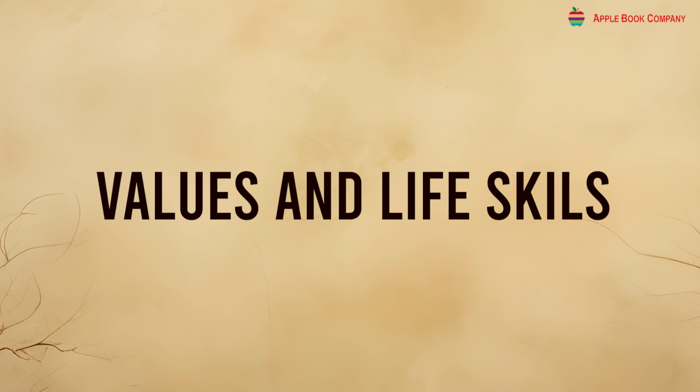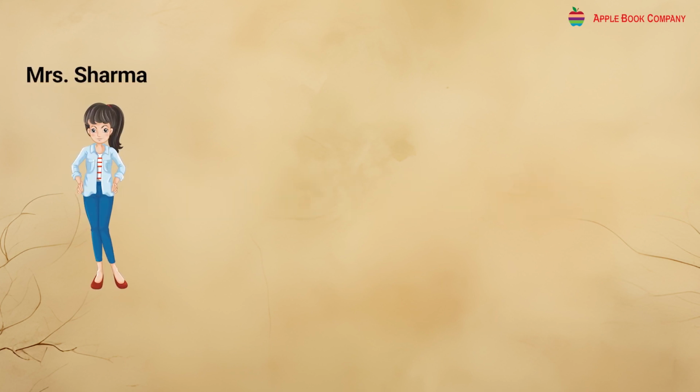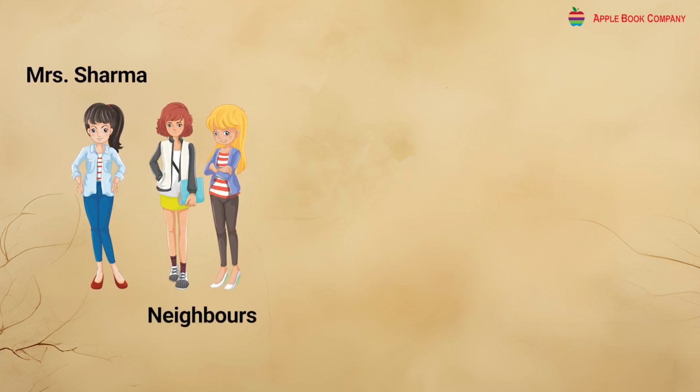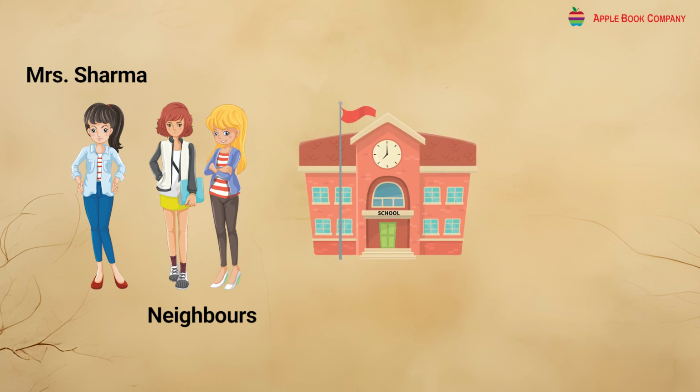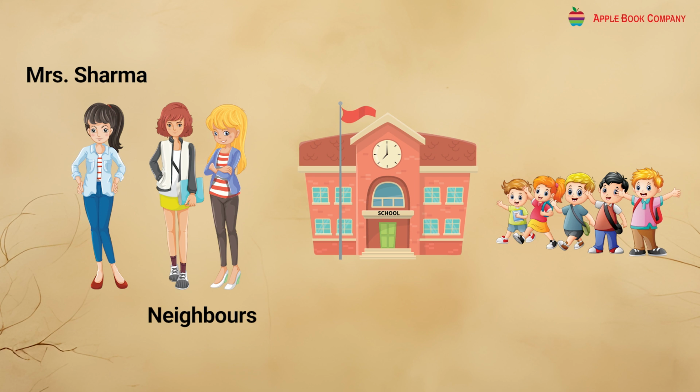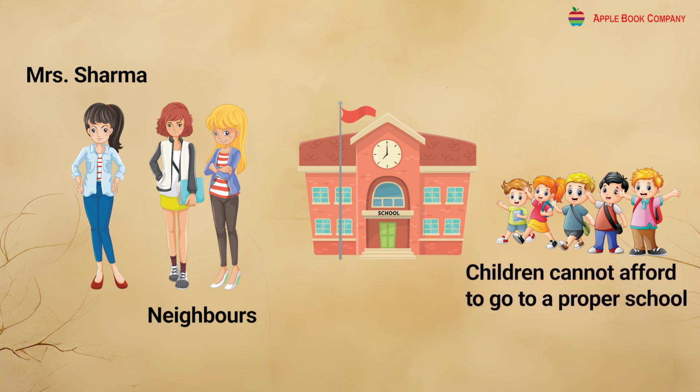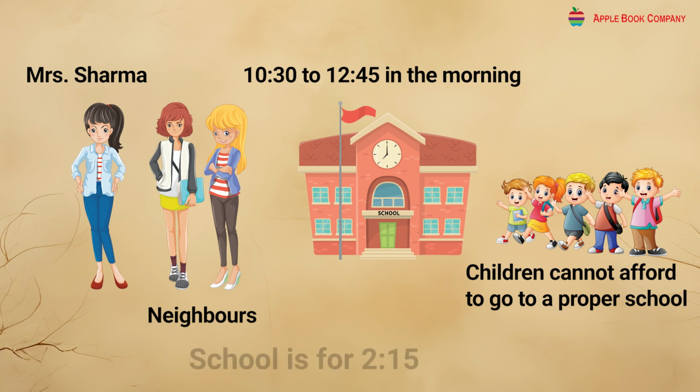Values and life skills. Mrs. Sharma, with the help of 2 of her neighbors, has opened a small school in the community center of their colony where they teach the children from the nearby areas for free. These children cannot afford to go to a proper school. The school runs from 10:30 to 12:45 in the morning. How long is that? The school is for 2 hours and 15 minutes.